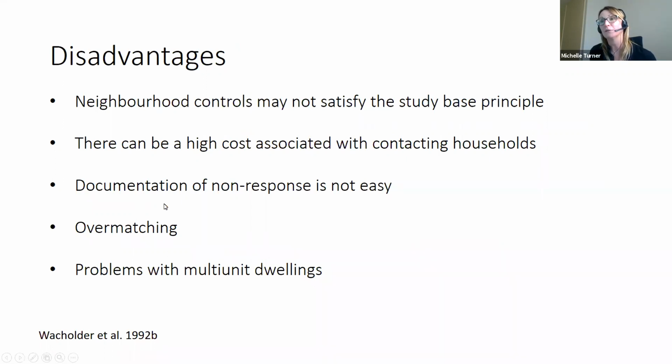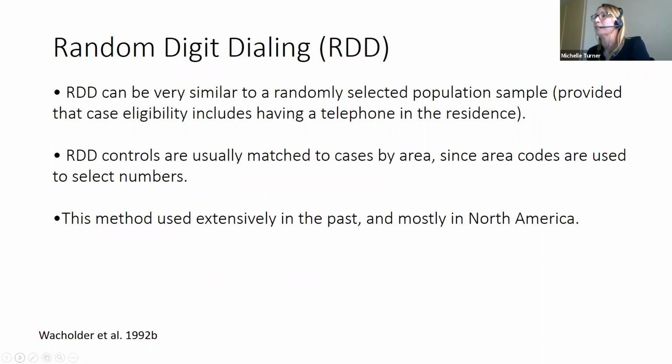There are some disadvantages here. I think multi-unit dwellings, documentation of non-response, is very complex. There's a notion that you may be overmatching people, that their exposure situations and profiles may be very similar to each other. Maybe too similar to each other here.